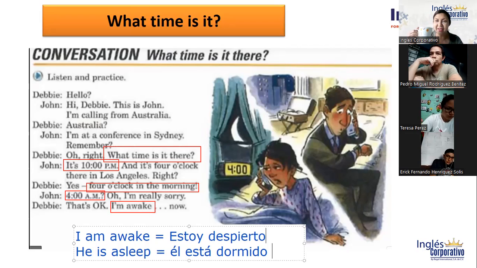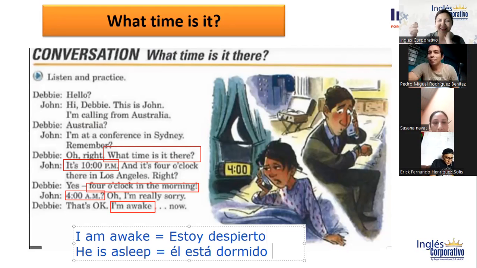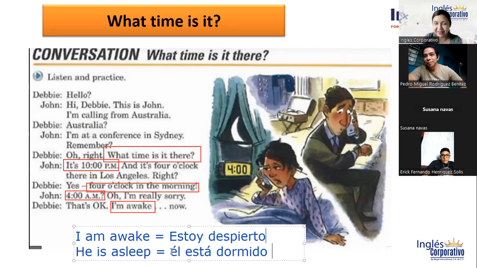Okay? So, are you awake? Are you awake in the class? Or do you need coffee to be awake? I have my cup of coffee to be awake. Okay. Pedro, and your cup of coffee, Pedro? Where is it? Where is your cup? Oh, I drink coffee before the class. You had coffee before the class. So you are awake now. You are awake, right? You are awake.